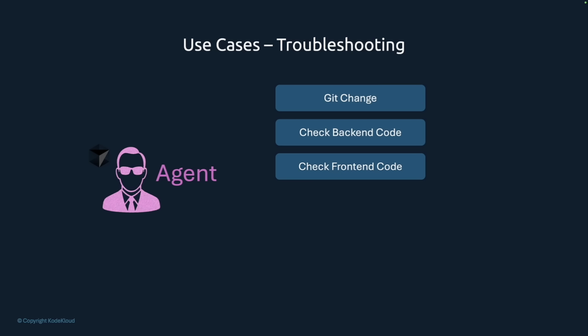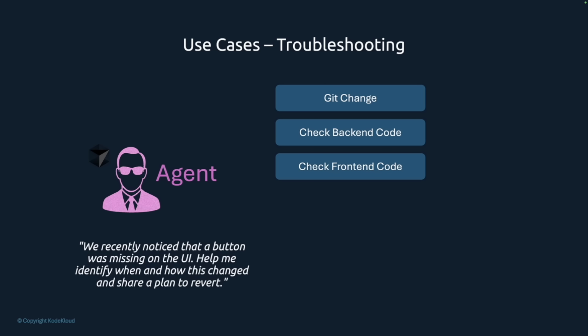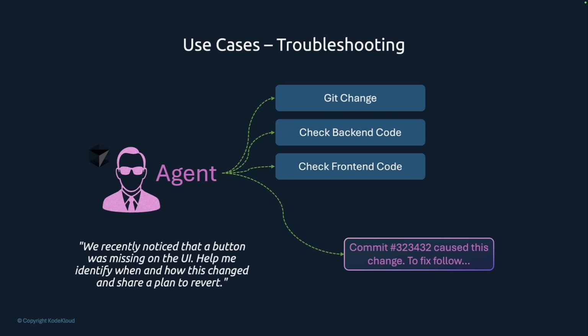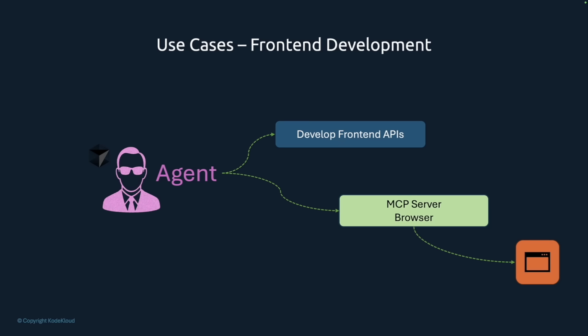For example, here's a use case where we ask the AI agent about a recent problem with the UI of our application. The AI agent goes on a quest of going through the Git history, checking backend and frontend code, and finally identifying the commit that caused the change. This does not use an MCP server though. While developing front-end web applications using the browser, an MCP server provides the AI agent access to the browser console logs and HTML elements that can be used to troubleshoot front-end issues.